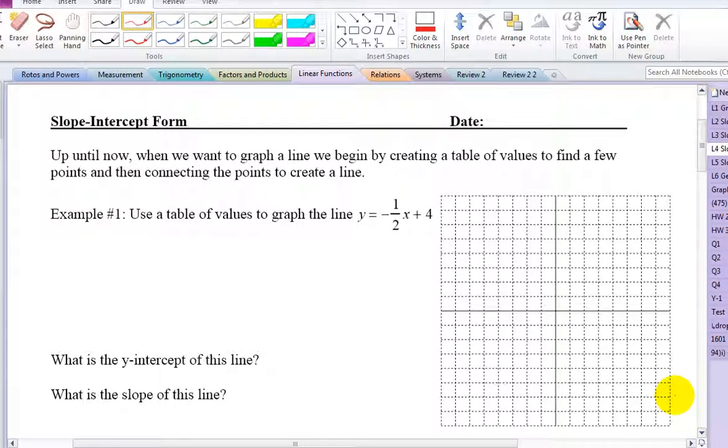Find a few points, make a line. So create a table of values, what we used to do: find some points, connect them with a line. So let's do that right now just to review.